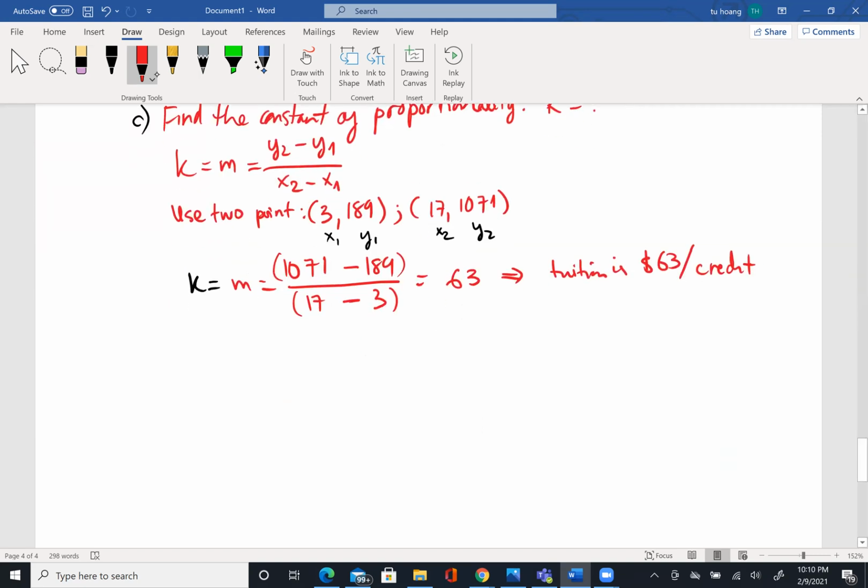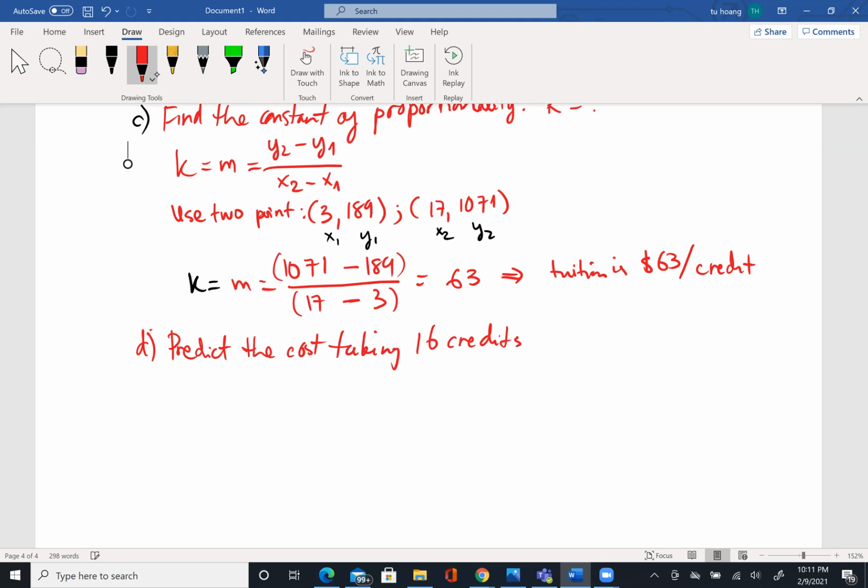And the general formula is going to be, okay, so D. Let's move to the D. Predict the cost of taking 16 credits.